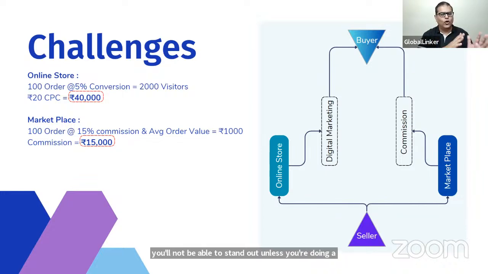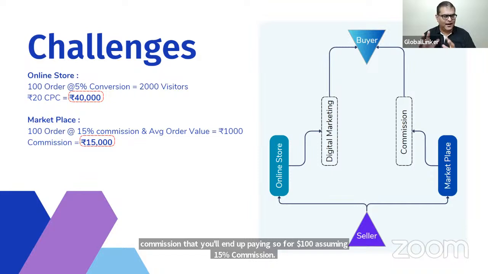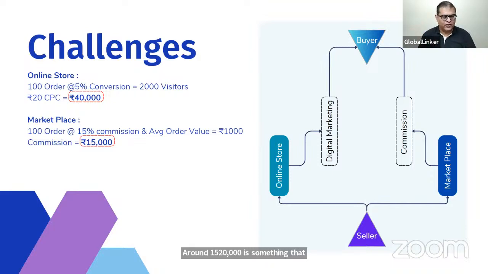But still, if you're ignoring that, just considering the commission, that's where again there's a significant commission that you'll end up paying. So for 100 orders, assuming 15% commission, around 15-20,000 is something that you'll end up shelling out to get that much business.